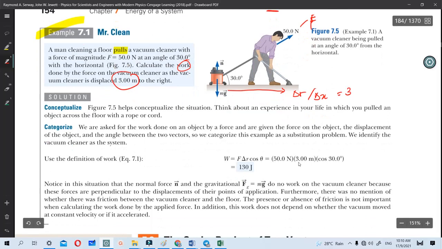Understand? Alright. However, it's also something to note that normal force and gravitational force are there. Force is there, motion occurred, but it does not do any work because they are perpendicular. So the keyword here is to find out where the displacement is, and from there, look at forces that are parallel to the displacement.